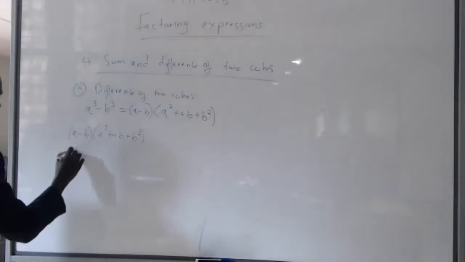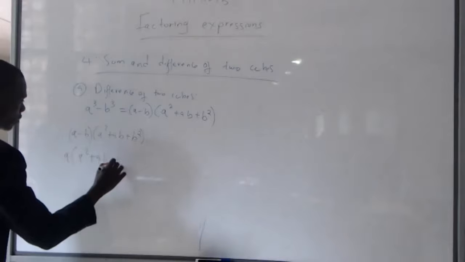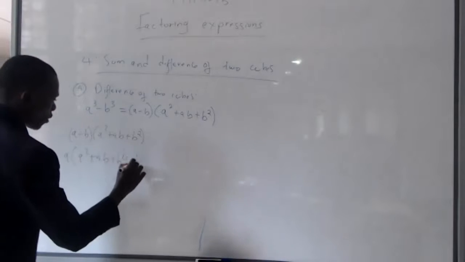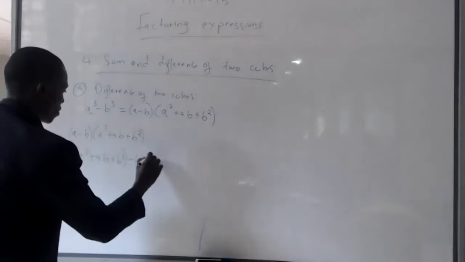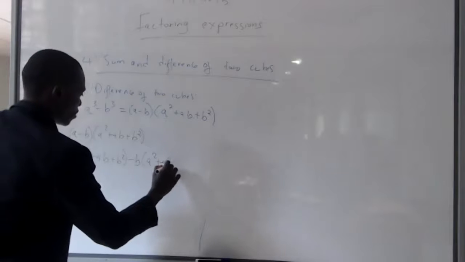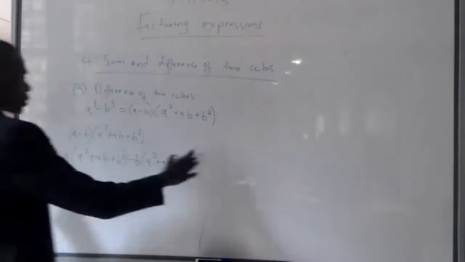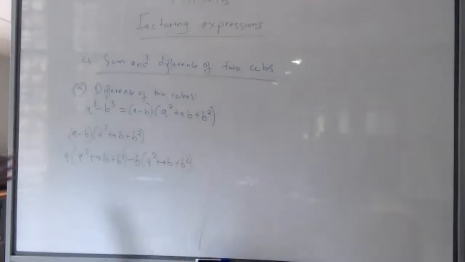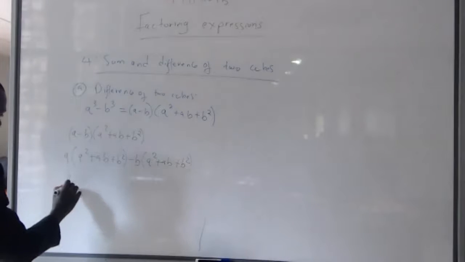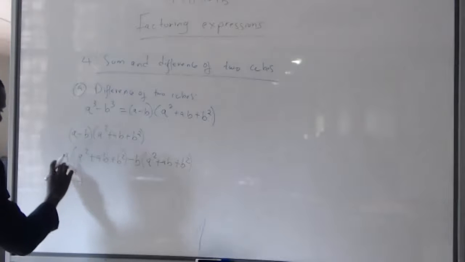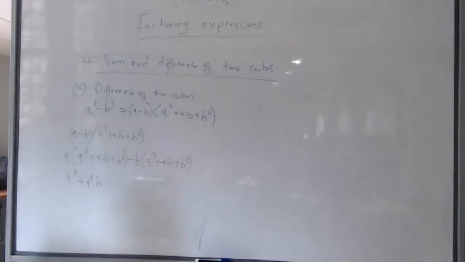Well, this is just a into a squared plus ab plus b squared. I hope you're now very comfortable with multiplication of these polynomials. So we are going to expand this and then combine the like terms. So a times a squared is a cubed. A times ab is a squared b.